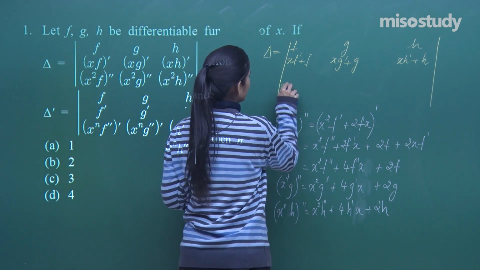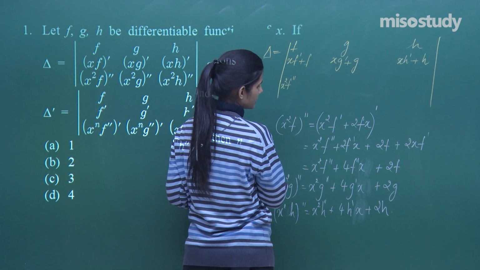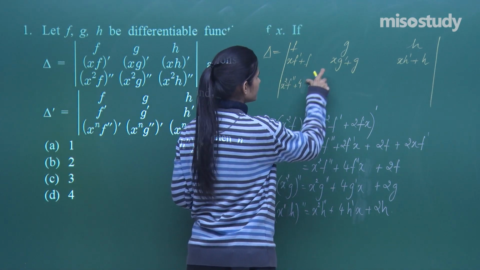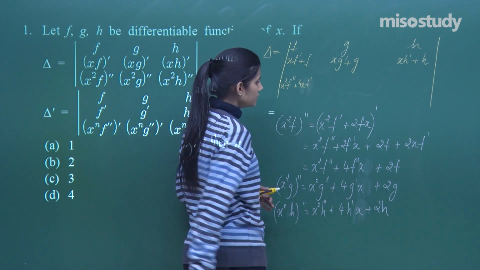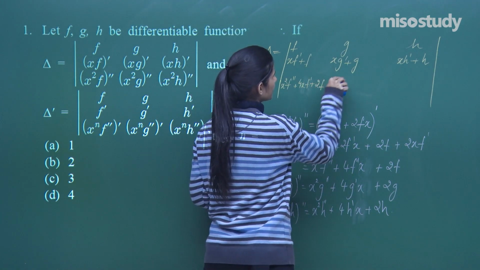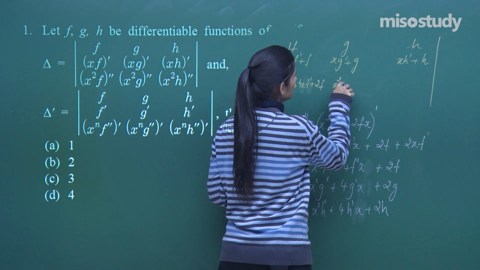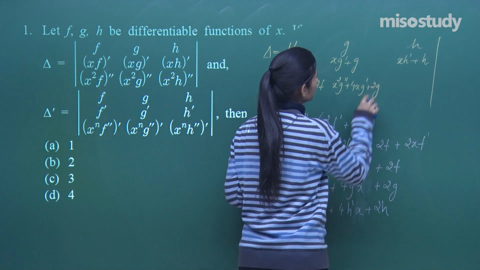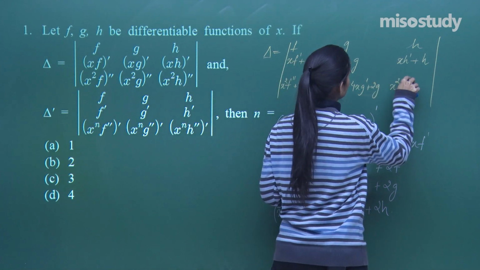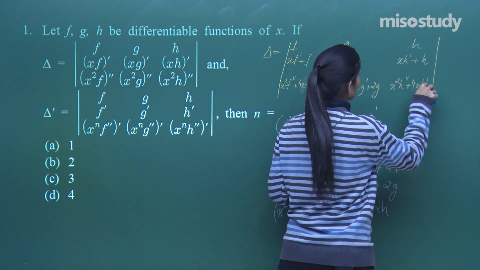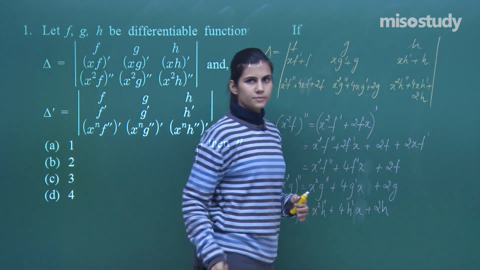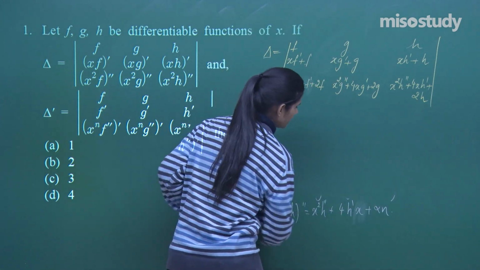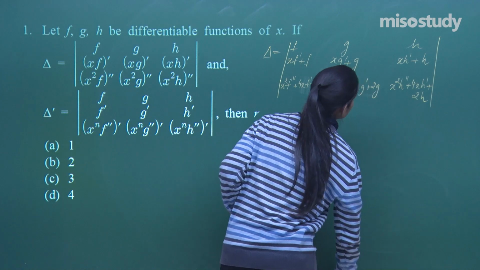Let's write this down. This is x square f double dash plus 4f dash x, or let me write this as 4xf dash, that's better, plus 2f. Here you have x square g double dash plus 4xg dash plus 2g. Here you have x square h double dash plus 4xh dash plus 2h. So I have actually tried to resolve delta. Fine. Now see, this is pretty easy.